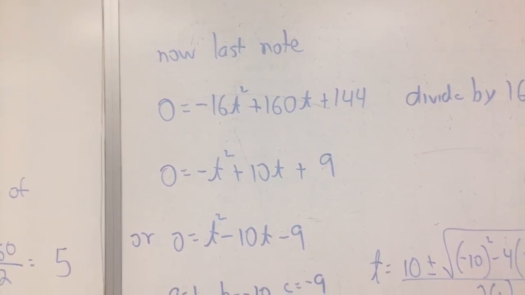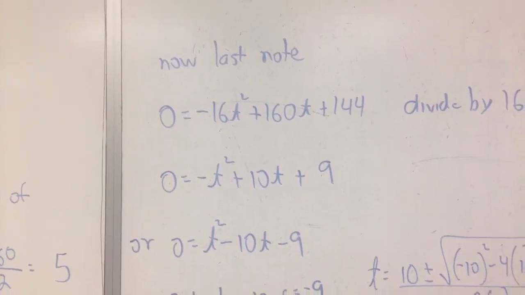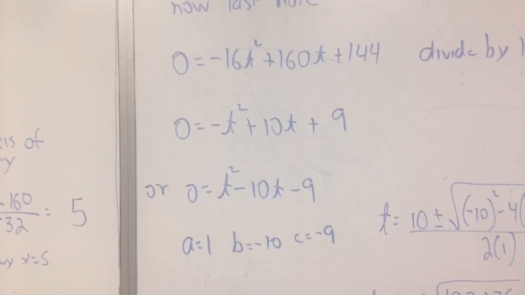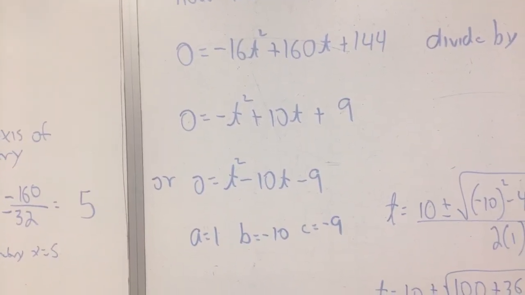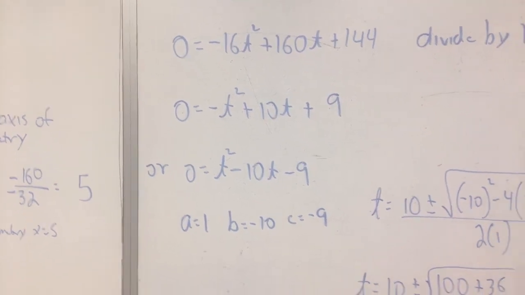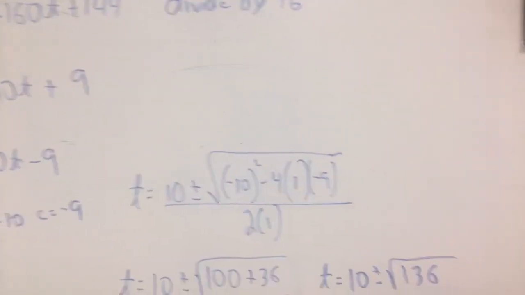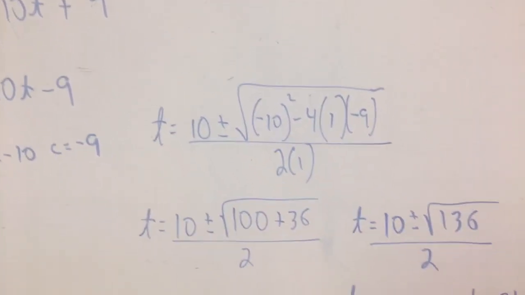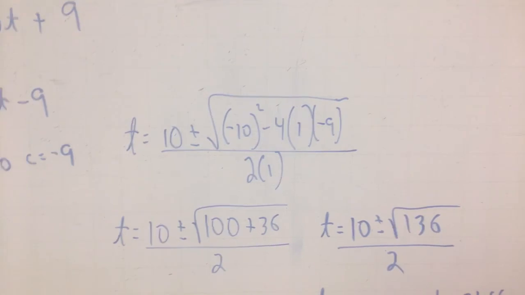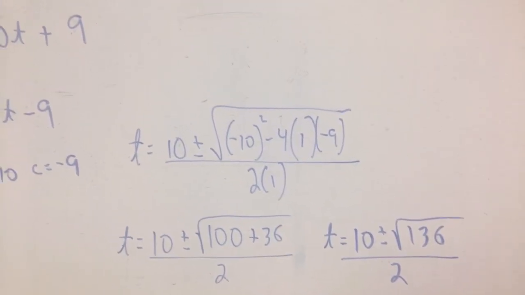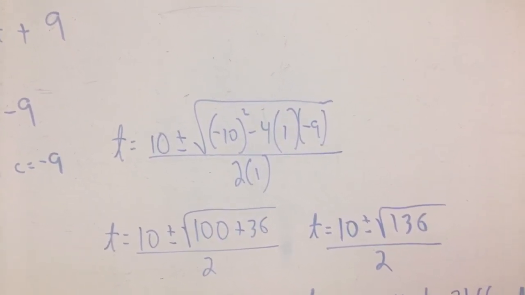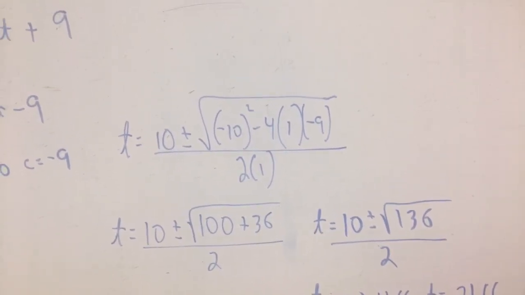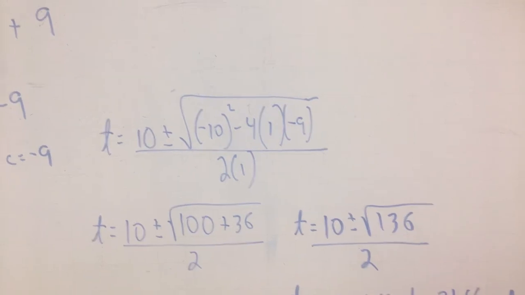plus 9. I don't like my lead to be negative, so I'm going to flip it all around by multiplying everything by negative 1. And then I'm going to make my a equal 1, b is equal to negative 10, and c is equal to negative 9. You plug all that into the quadratic formula, and you get t is equal to 10 plus or minus the square root of 136 over 2. Well, obviously, the square root of 136 is bigger than 10, so you're only taking the positive side of this.